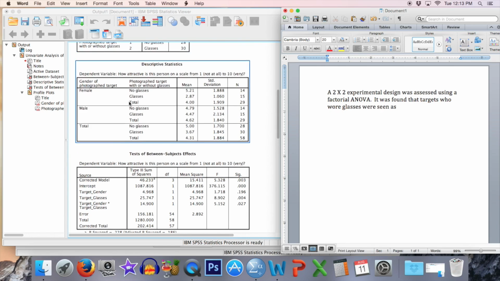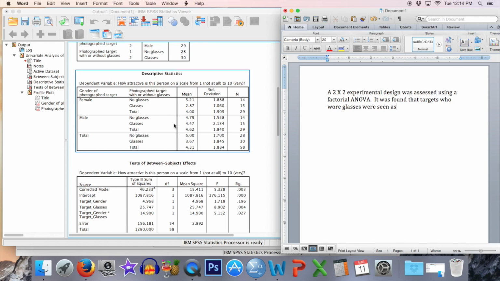So here we're going to go ahead and check the means. In this case, we're interested in people who wore glasses versus those who didn't wear glasses. We can see that in the no glasses condition, they had a mean attractiveness score of about 5, and in the glasses condition, they had a mean attractiveness score of 3.67, which is lower. So now we know that people who wore glasses had significantly lower attraction ratings than those who didn't wear glasses. So we could say as significantly less attractive than those who didn't wear glasses.